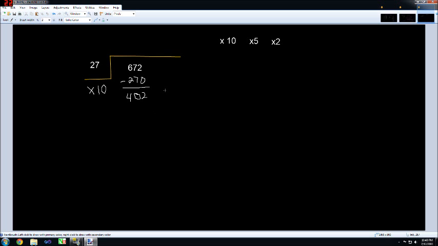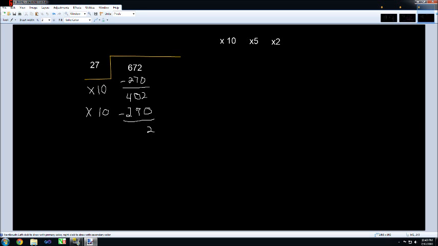Now the question I need to ask is, can I take another 10 groups of 27 out of 402? And the answer is yes. So I'm going to multiply 27 again by 10. Again, the answer will be 270. And again, we will subtract. So I have 2 minus 0 is 2.